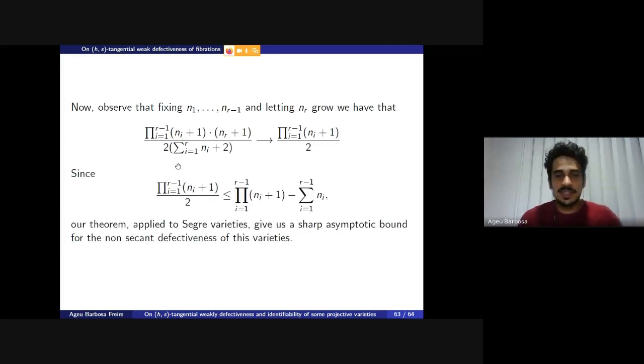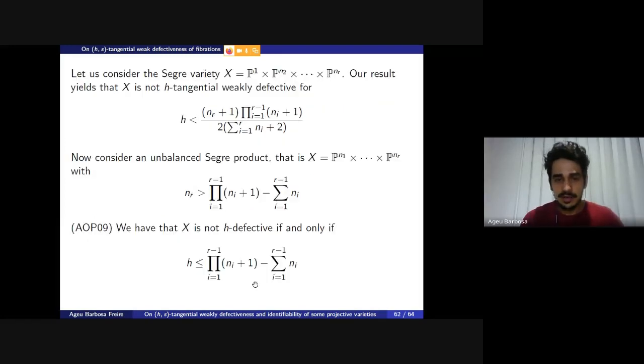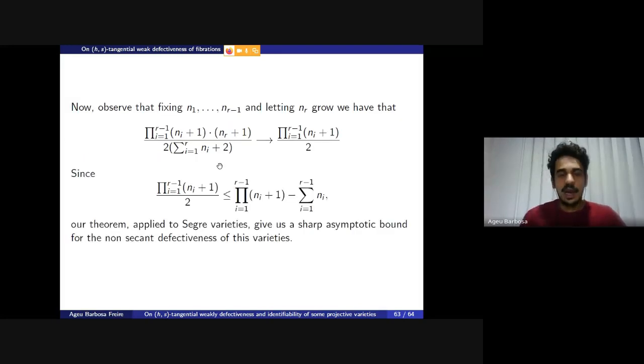And let me just observe that this expression here, which you get when nr tends to infinity, is smaller than the bound for the defectiveness of the unbalanced Segre product here. Our theorem applied to the Segre variety gives us a sharper asymptotic bound for the non-defectiveness of these varieties. Okay? And this shows that our theorem is good to study the defectiveness problem. And I think I will stop here. Thank you for the attention.